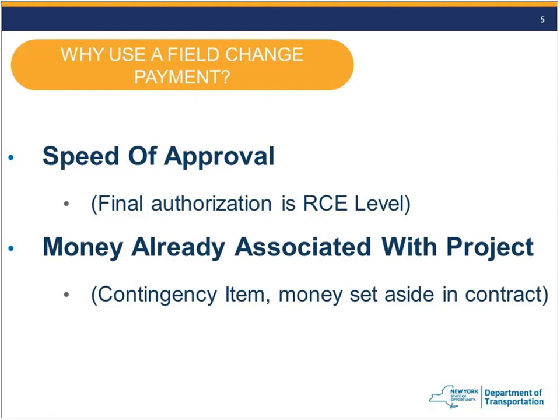The second reason is the money's already associated with the project. You might liken it to opening your wallet or your purse or whatever you carry your money and your credit cards in, and using cash first and then using the credit card. Like the credit card's not your money, but the cash, that's right there. So this is already in the contract. It's not extra. You're not needing to offset it with something else or explain why you're increasing the value of the contract. It's already in there. So that's another really good reason to use the field change payment. So we can pay the contractor quick, and it's already there.